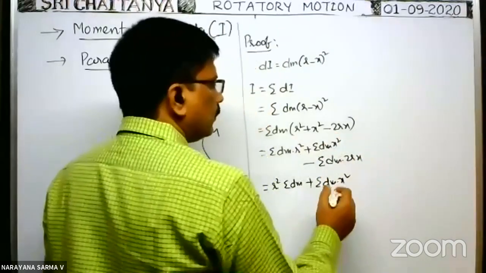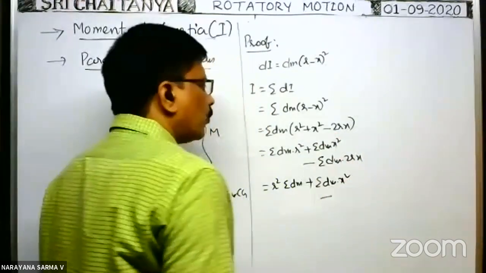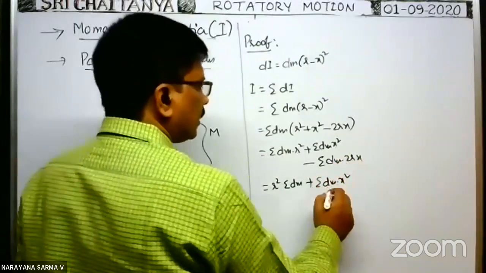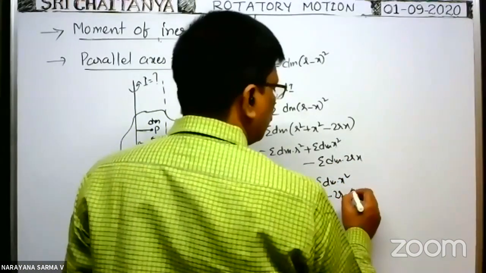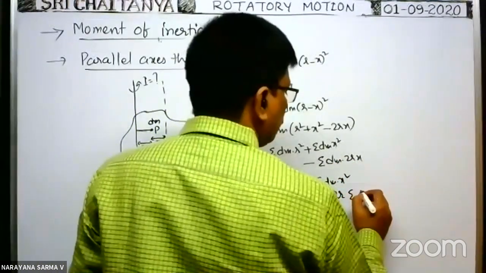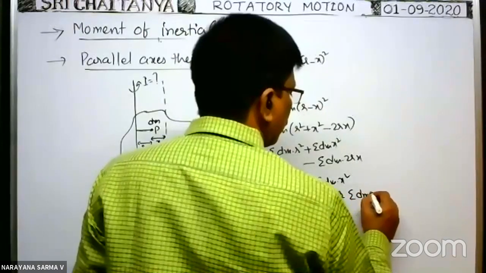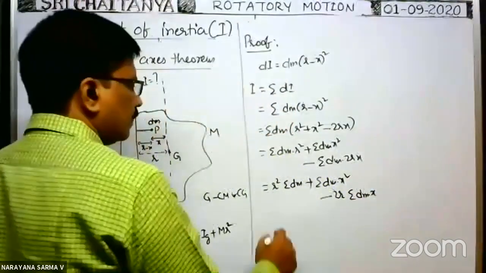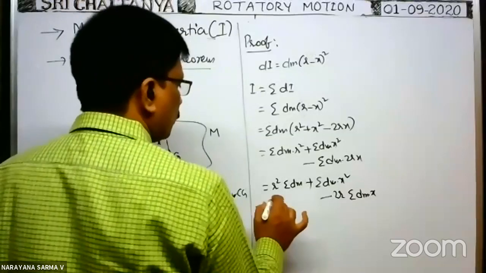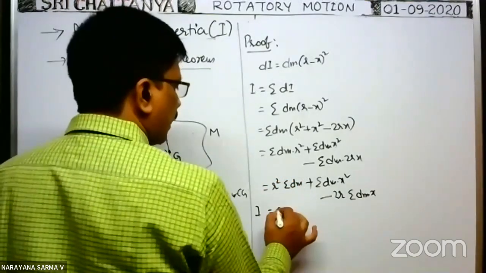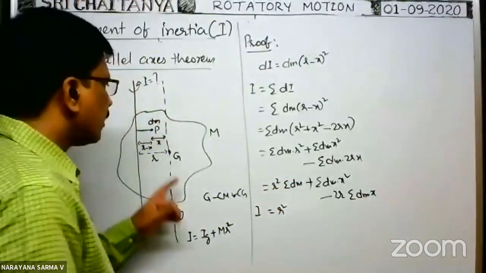Later we can write minus. Here, 2r is constant, you write it outside: 2r into sigma dm into x. Sigma dm into x. Here I is equal to r square into sigma dm; r square is constant only, right? dm is the mass of one particle.